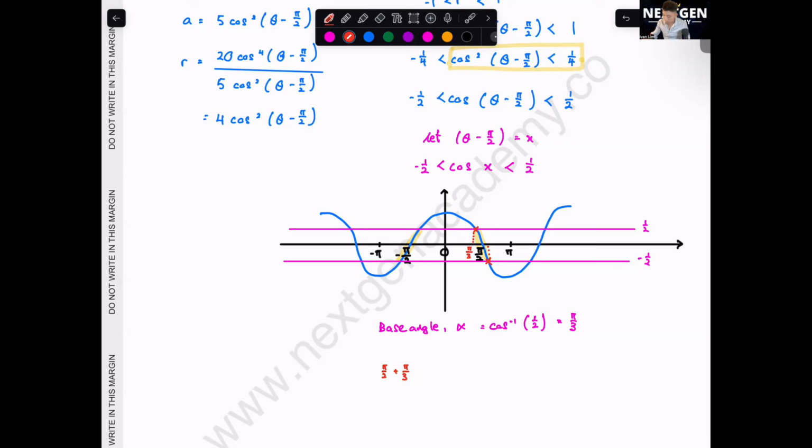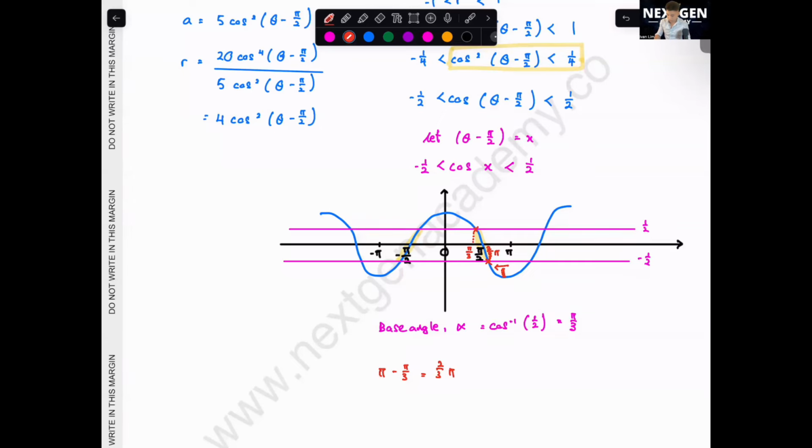Sorry, it's not pi over 2 plus pi over 3, is it? Okay, sorry. I also get confused. It's supposed to be pi minus pi over 3. That's how we calculate. 1 minus 1 over 3, so this will be 2 over 3 pi. Because this part here is pi over 3, so here will be 2 over 3 pi.